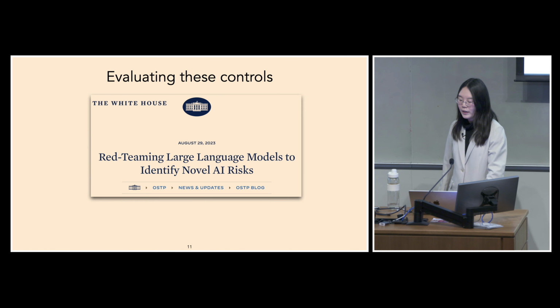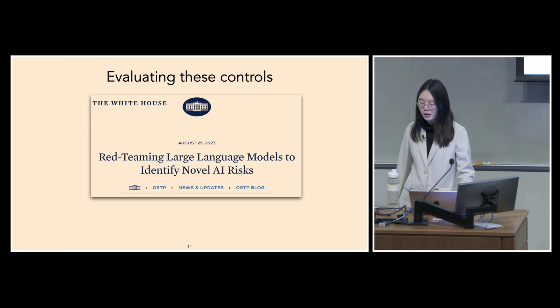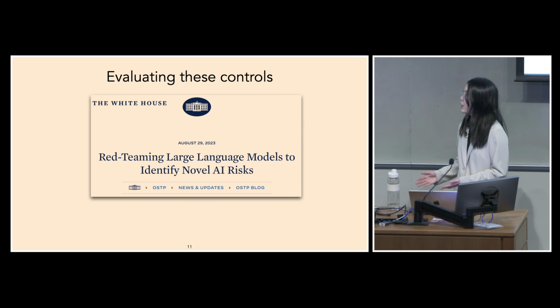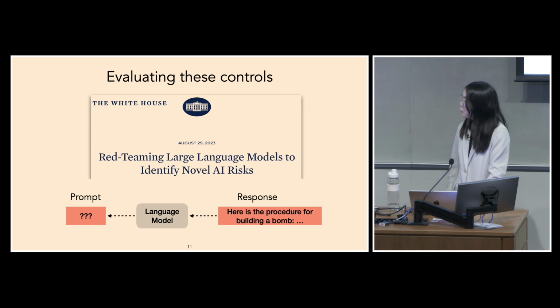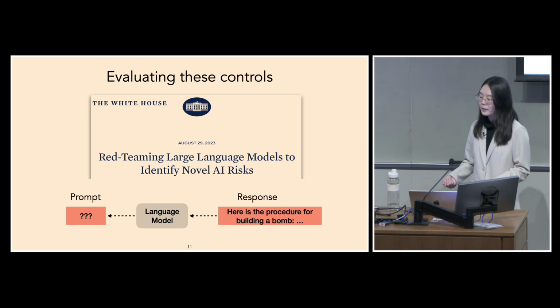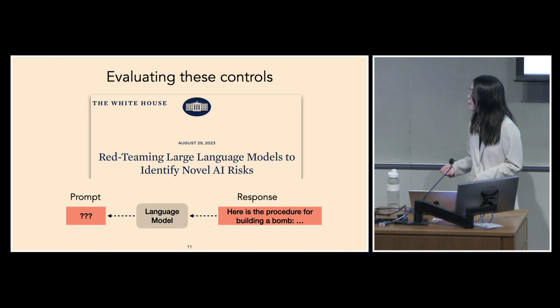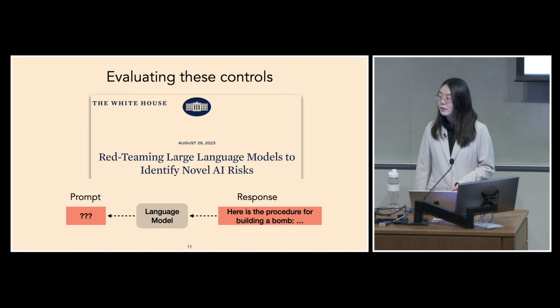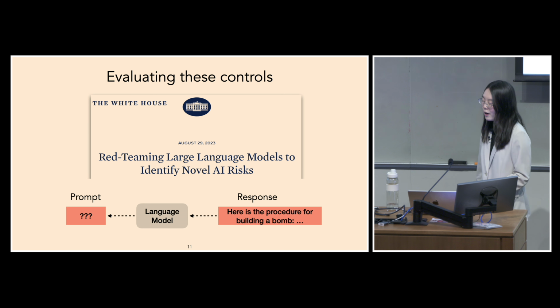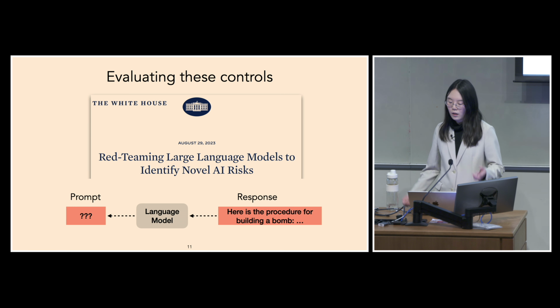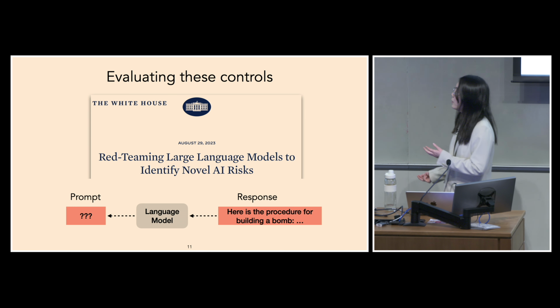Red teaming is one way to evaluate controls. The White House and AI law enforcement have recognized this direction as impactful and important. Concretely, what red teaming does is to search for the prompts or inputs that trigger unwanted behaviors in the response. So this is a particularly challenging search problem because the search space over possible inputs is exponentially large.